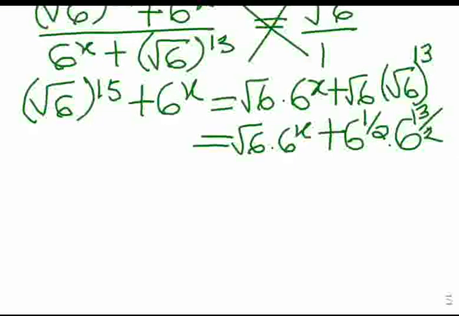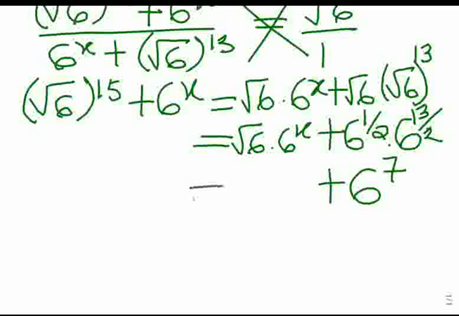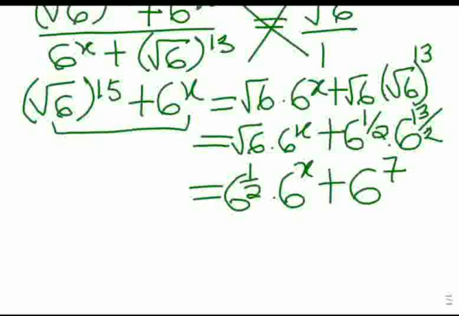Obeying the rule of indices further on this expression, let's recall that when you have two similar bases, we simply have to add the powers from the rule of indices. So 1 over 2 plus 13 over 2 will give us 7. This root 6 here will be written as 6 raised to power half, and this multiplies 6 raised to power x. Let me bring down all this.